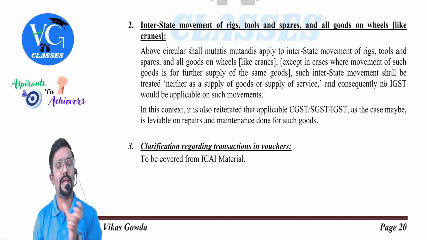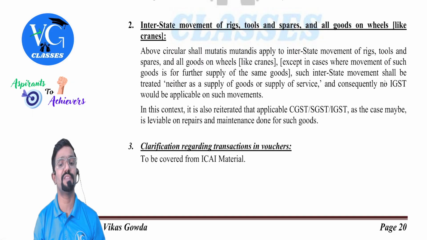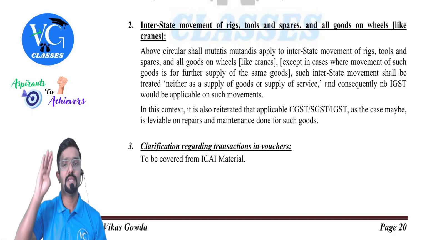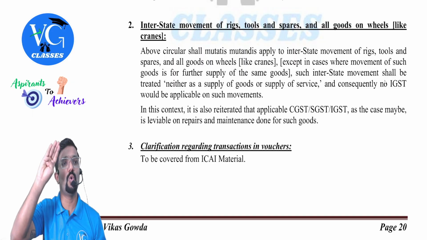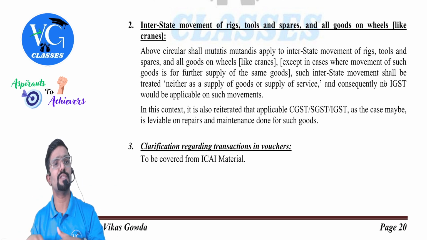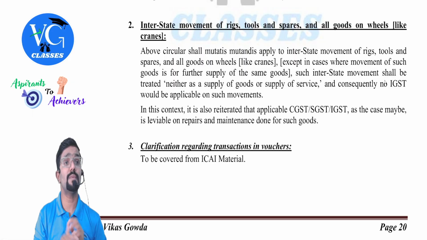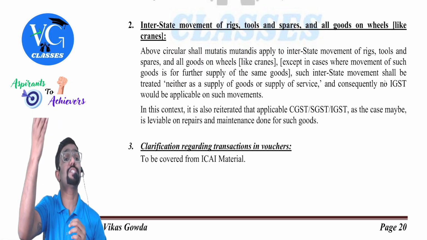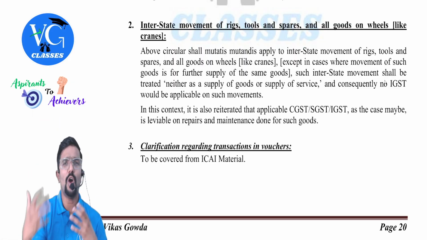Next, there is a clarification regarding transactions in vouchers. This is a new thing. I have highlighted in italics. It is a new amendment, guys. They have added some clarification with respect to vouchers. That is, sir, if I carry out any transaction using vouchers, I have bought some goods, or using some vouchers I have bought some services, or else sometimes using a voucher you will be available for a discount. Clear?